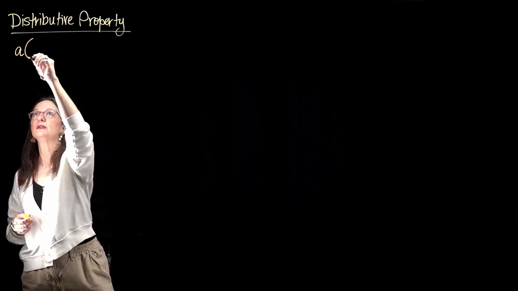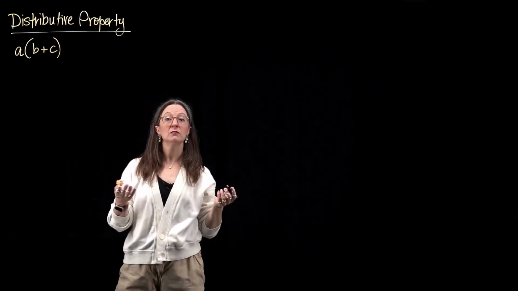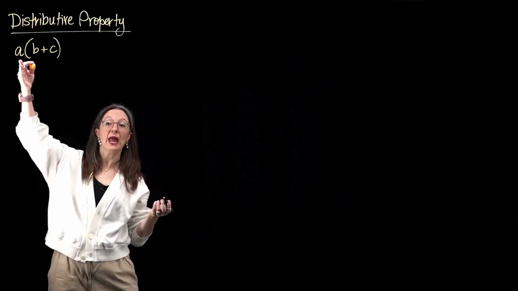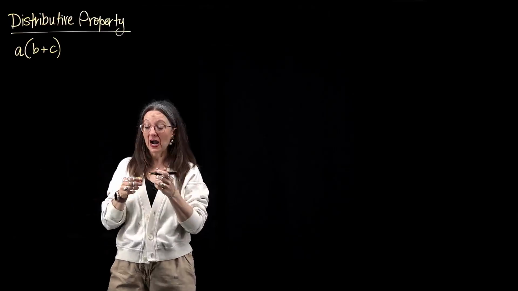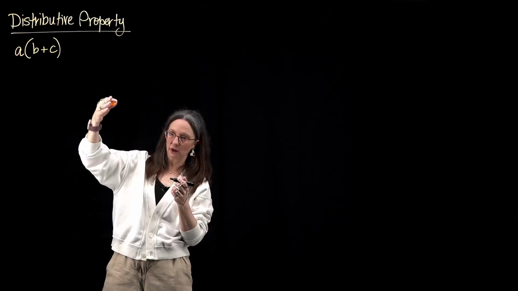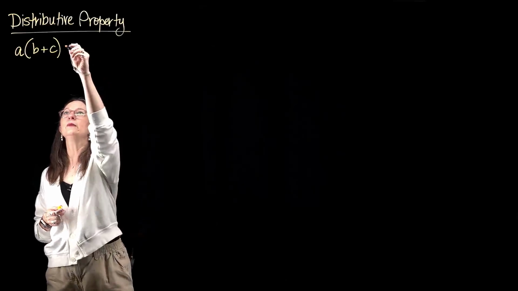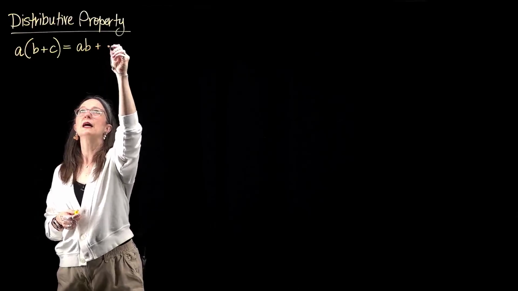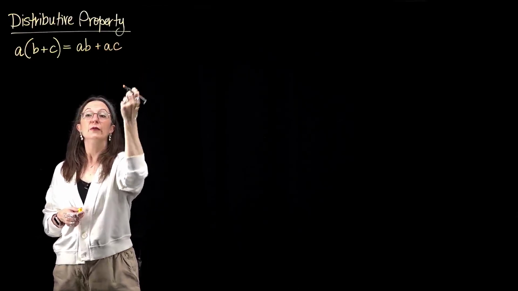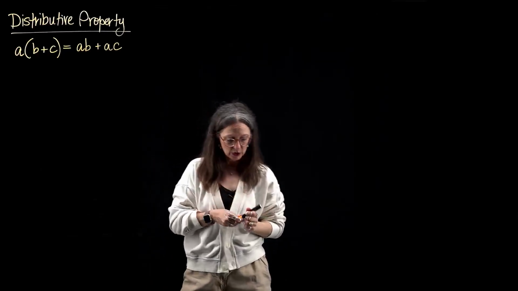The distributive property says that if I have a number that is multiplied by either a sum or a difference, so if I have this number a multiplied by parentheses b plus c, I can distribute that a to everything inside the parentheses, and I can rewrite it as a times b plus a times c. And remember that when we write those letters smushed up next to each other, that means multiplication.